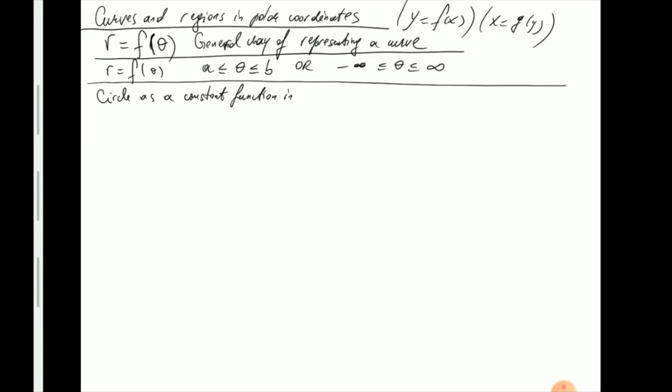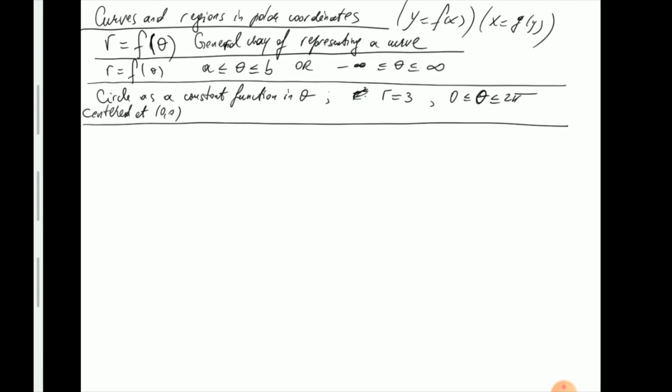So in that sense, you could view a circle as a constant function in theta. What I mean is that a circle, to be more precise, centered at the origin. If it's not centered at the origin, that's a little bit different. I'll get into that maybe at a different point in another lecture. But the circle of radius 3 that I mentioned before is essentially a constant function with respect to theta, with theta between 0 and 2 pi. So that's one of the easiest curves in polar coordinates.